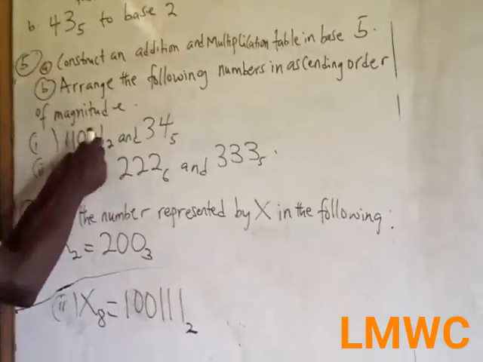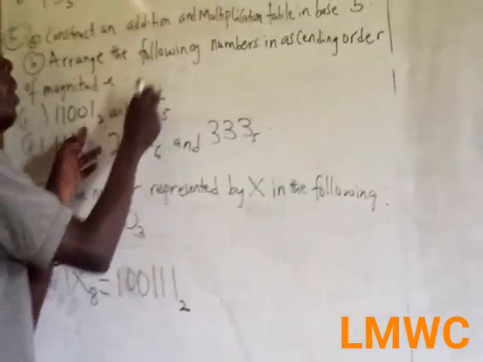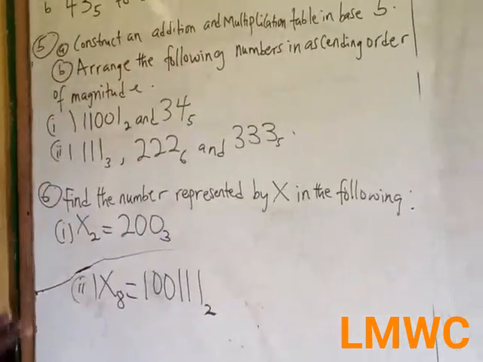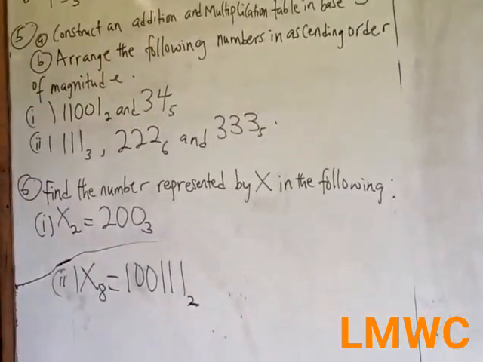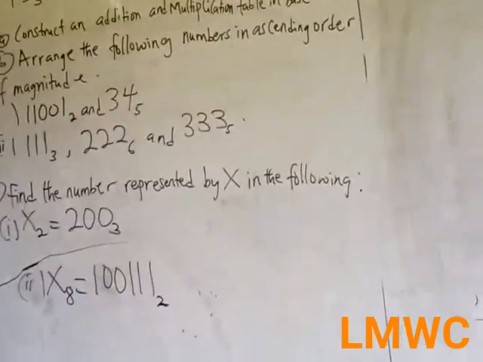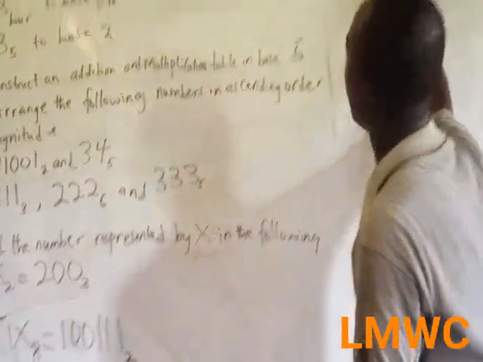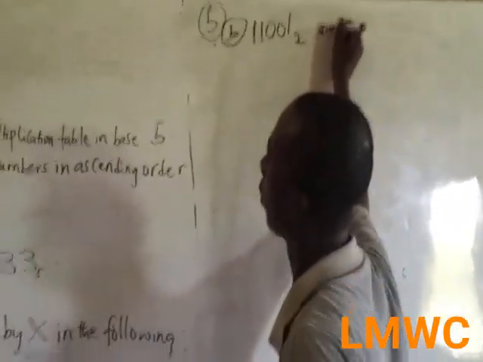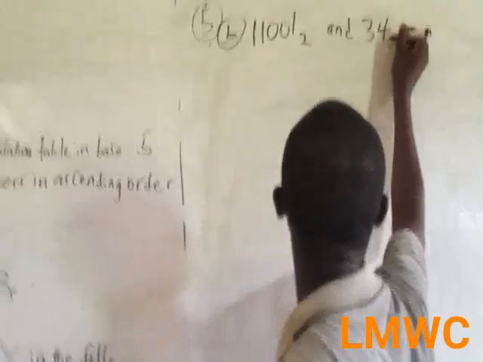You see here, it's ascending order. This means when I convert this and now I'm getting 8, and I convert this and now I'm getting 10, you arrange this from the smallest number to the highest number. So the entire concept is that you convert it to base 10 before. So now you are given 11001 base 2 and 34 base 5.